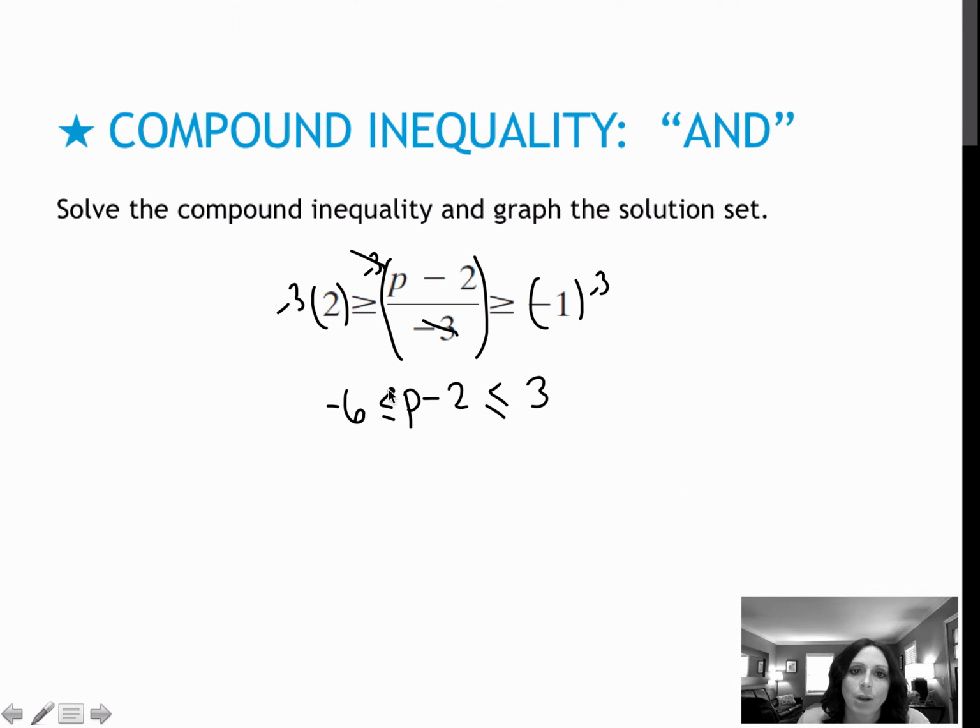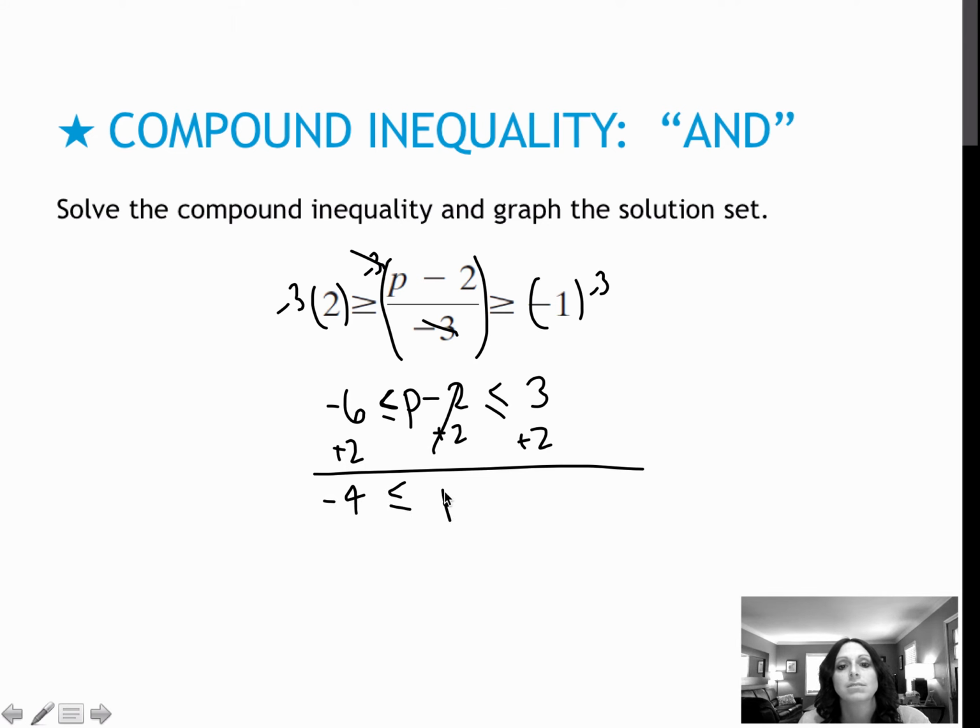And notice how everything is less than. When we have it written here with all 3 parts, we always want it to be less than. Now I'm going to add 2 everywhere to get p by itself. Negative 6 plus 2 is negative 4. In the middle, I just have p. 3 plus 2 is 5. So if I were going to graph the solution set, it would go from negative 4 to 5. It would be closed, and it would be everything in between.